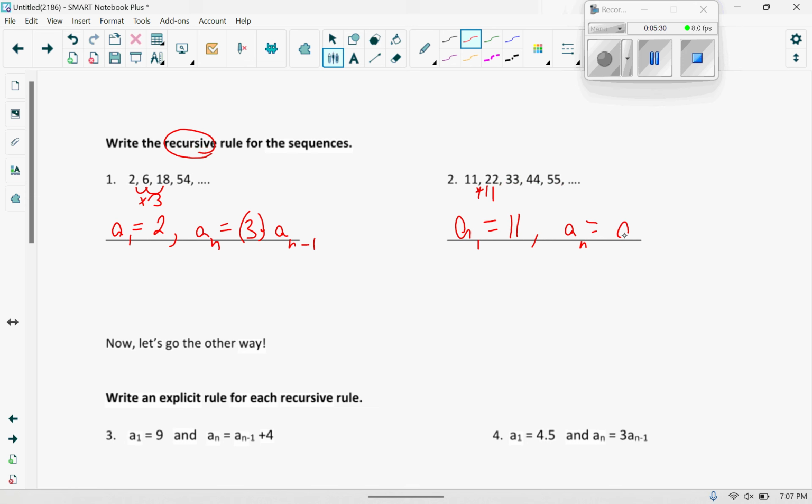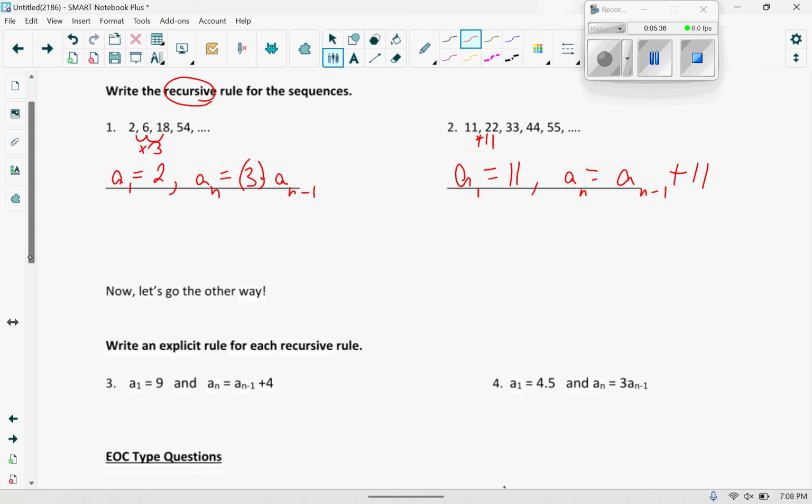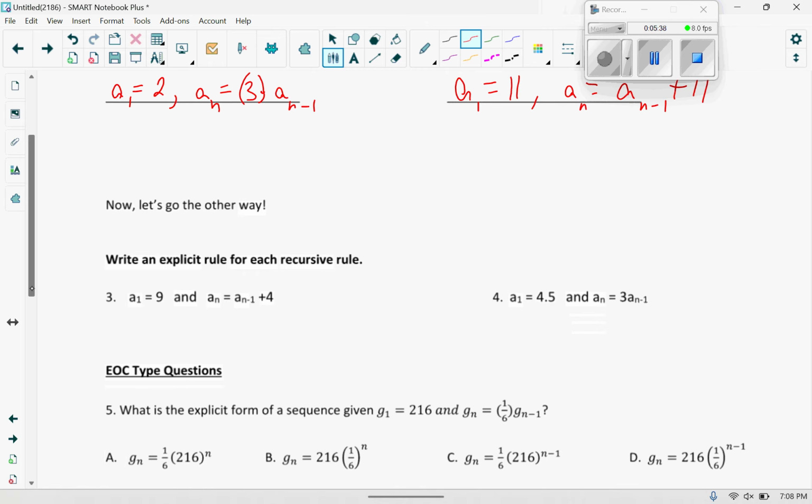So I have a sub n minus 1 plus 11. Okay, now let's go the other way. So now we have to write an explicit rule for each recursive rule. So again, really rely on those formula sheets. So I know that this is arithmetic because of that, and I know that this one's geometric. So hopefully you can remember.